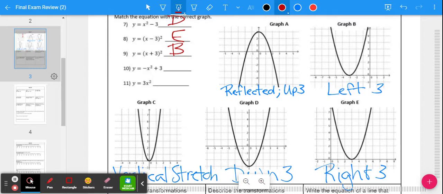Number 10 has that negative A value, which means that it has a reflection. It also has the +3 on the end, which affects your output values because it's outside the parentheses. So this one has been reflected and shifted up 3 units, like A. And then the last one is your vertical stretch because the A value is greater than 1. When A is greater than 1, it creates a vertical stretch because those output values get multiplied by 3.